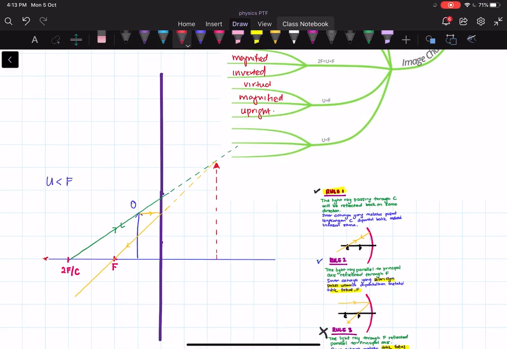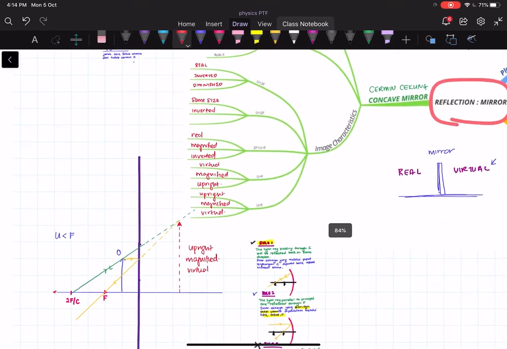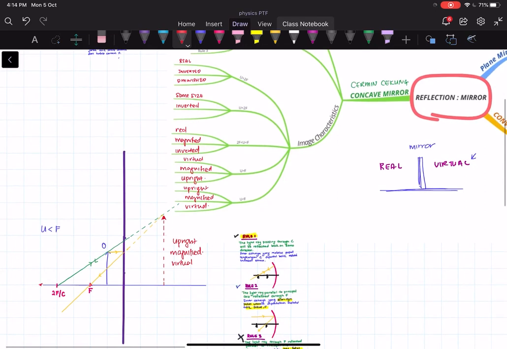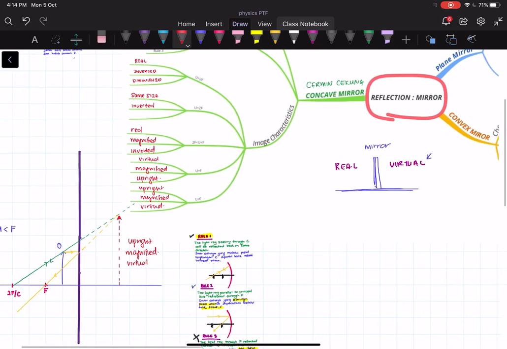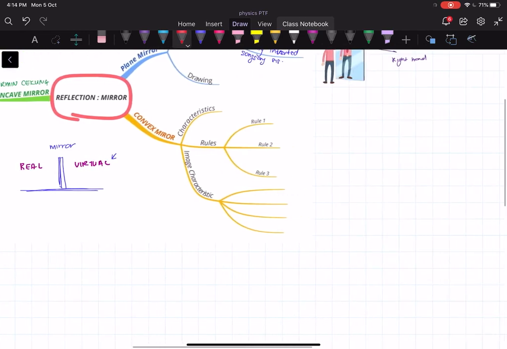So what will be the characteristic? The image now is upright. You see the arrow is upright. So the image is going to be upright. Magnified, of course, it is magnified. At the same time, it's also going to be virtual. So that's the 5 different positions and the characteristics of the image. For u less than 2f, u equals 2f, u between f and 2f, u equals f, and u less than f. In the next video, we're going to look at the characteristics of the convex mirror.